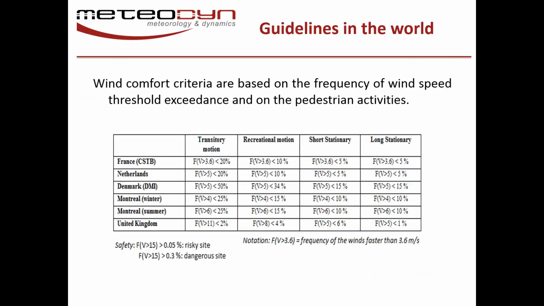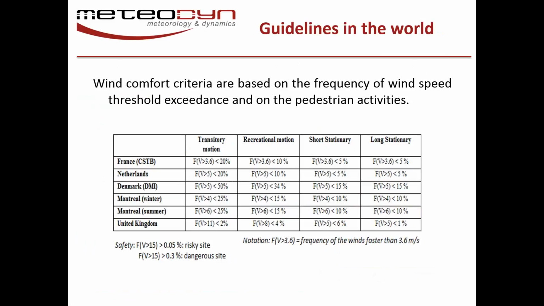Another point in this can be summarized in the guidelines in the world. In this chart we collect all the information for lots of countries, but there are others if you go in the literature. For wind comfort there are 4 categories in this chart. Long stationary, it's sitting, for example. Short stationary, it's if you are standing. Recreational motion, if you move slowly, and transitory motion if you run or walk quickly.